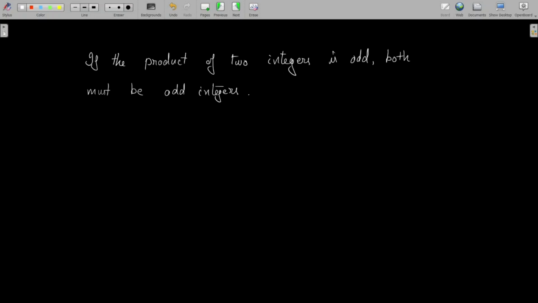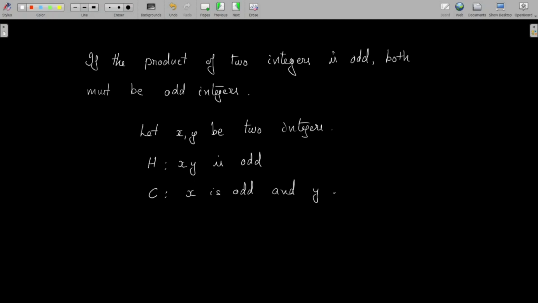One more example. If the product of two integers is odd, both must be odd integers. Here the theorem says about two integers, so we take two integers x and y. Now the hypothesis is the product of the integers is odd, and the conclusion is both the integers are odd. So we can write the hypothesis h as x into y is odd, and our conclusion C here is x is odd and y is odd.